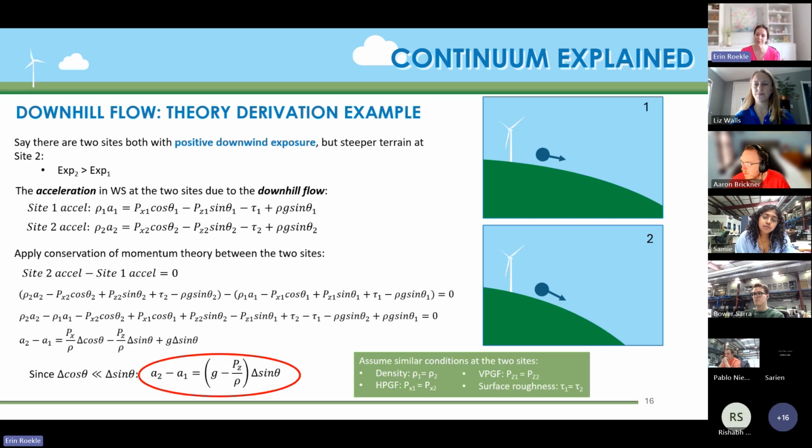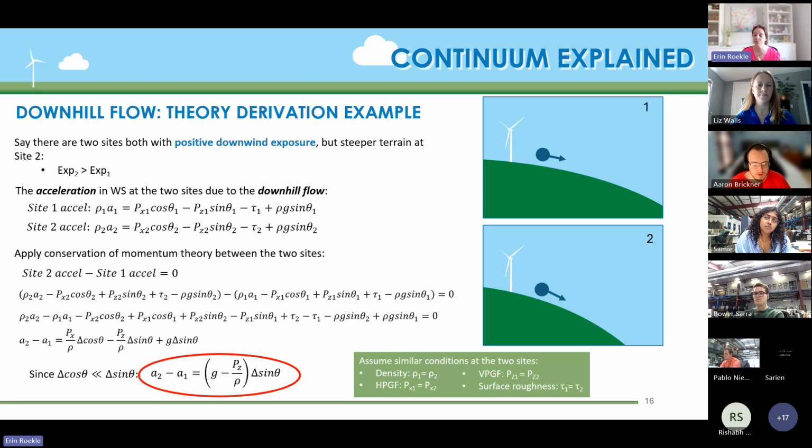So we can bring in that equation that we just talked about, all the forces acting on things, and have two different equations, one for site 1 and one for site 2, with little subscripts 1 or 2 depending on which site we're looking at. Now we can start taking in the conservation of momentum theory between the two sites and set them equal to each other. So you have the site 2 acceleration minus the site 1 acceleration is equal to 0. We start plopping those bigger equations into that concept, and we start moving things around so that they're right next to each other.